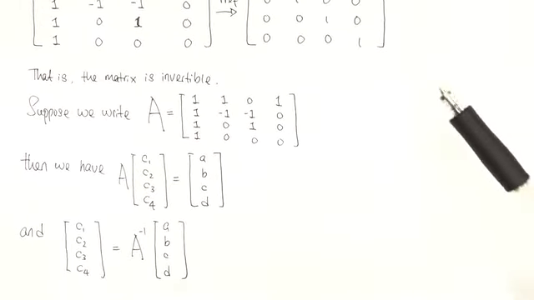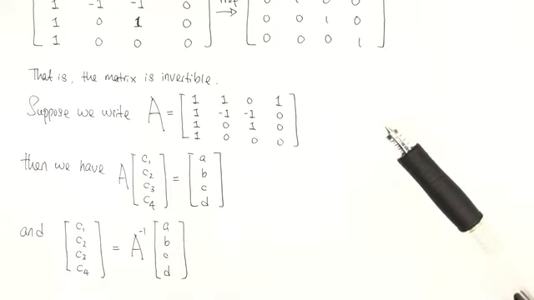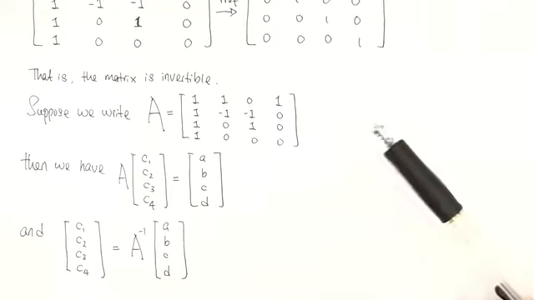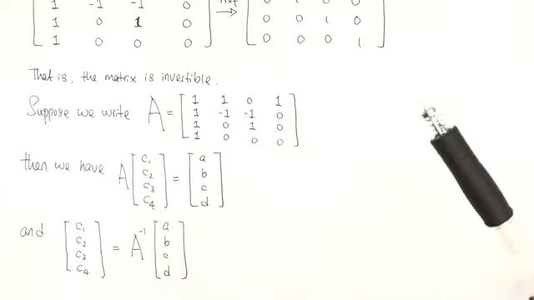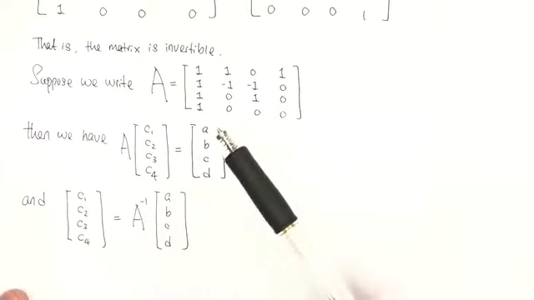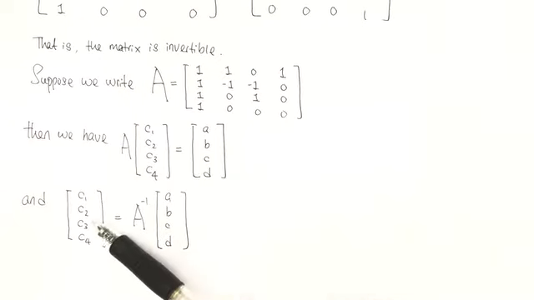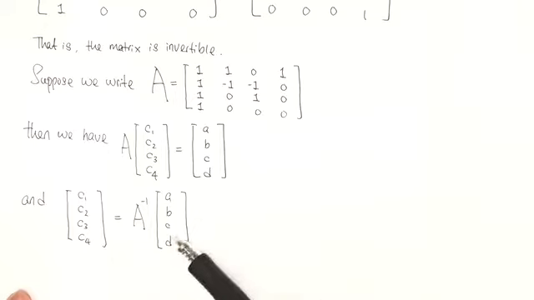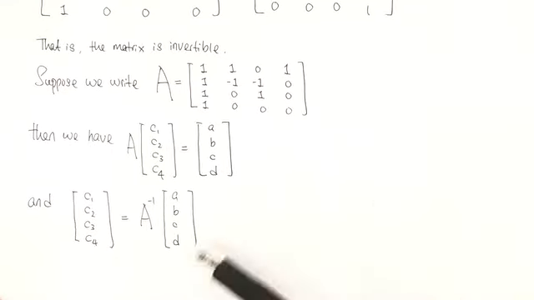Because your matrix A can be row reduced to the identity matrix, we know that it is invertible. So we multiply by A inverse on both sides, and you will see that C1, C2, C3, C4 is going to be equal to whatever this thing is. So theoretically, from here, you can already tell that your C1, C2, C3, C4 exists.